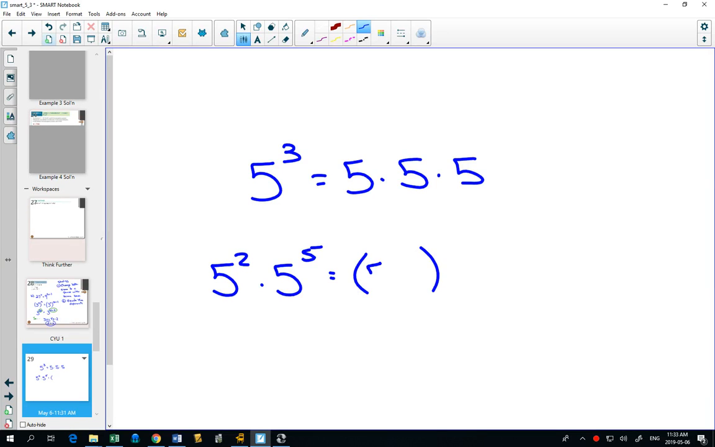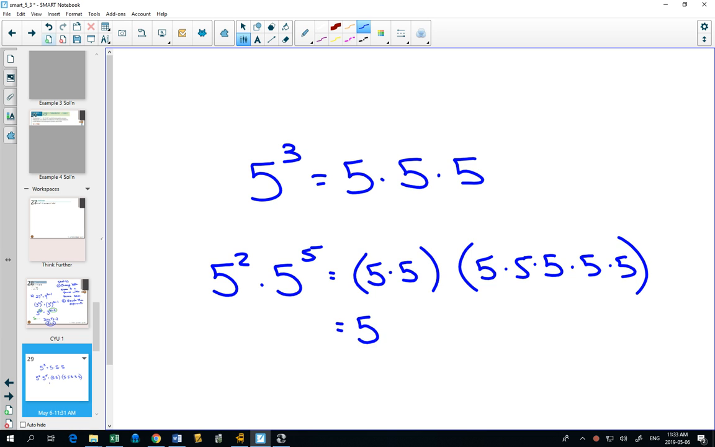5 squared is 5 times 5. And 5 to the 5 is 5 times 5 times 5 times 5 times 5. How many 5s do you have all multiplied together? 7 of them. Does the rule that says you need to add make sense? Now, if you just memorize the rule, you would hear your teacher saying crazy things. You'd go home and say, our teacher is crazy, grade 9 math doesn't make sense.